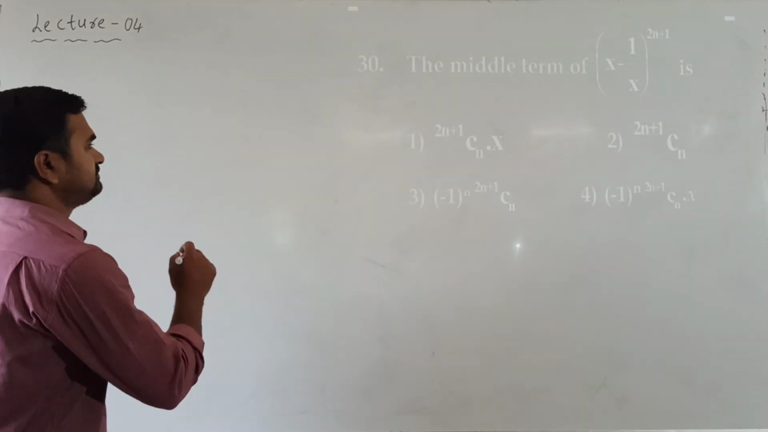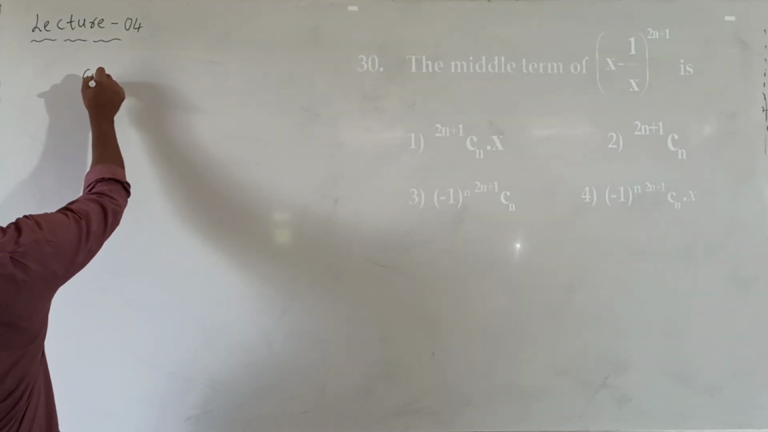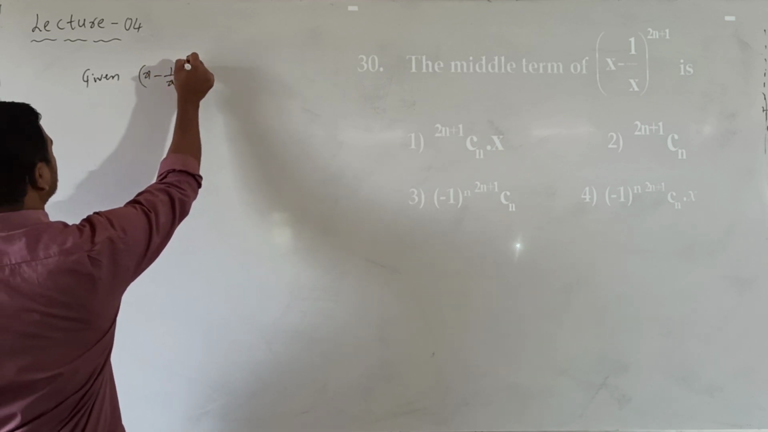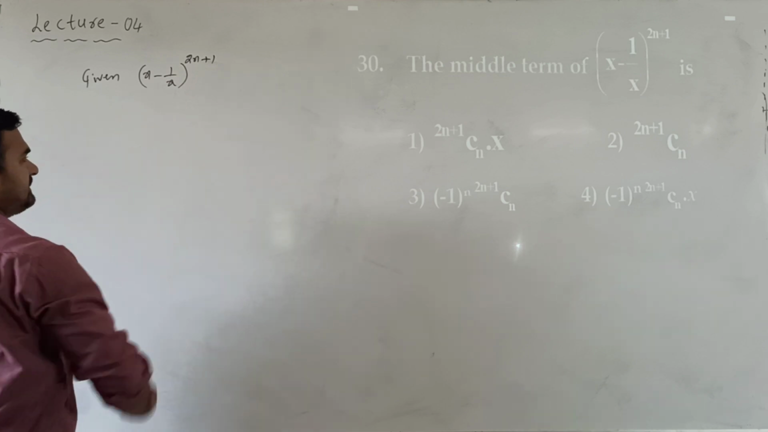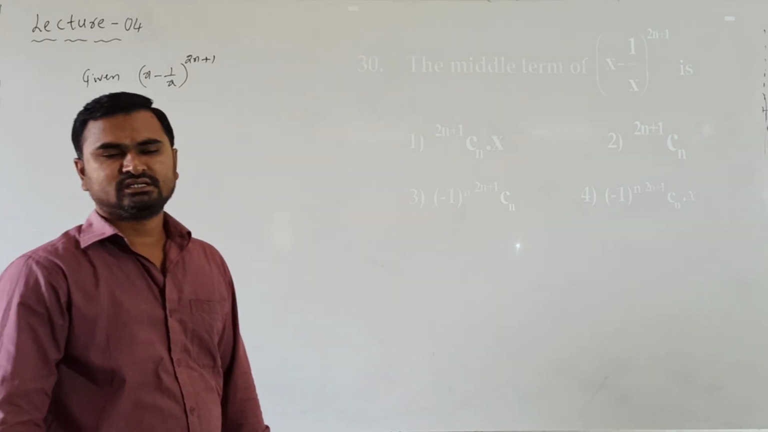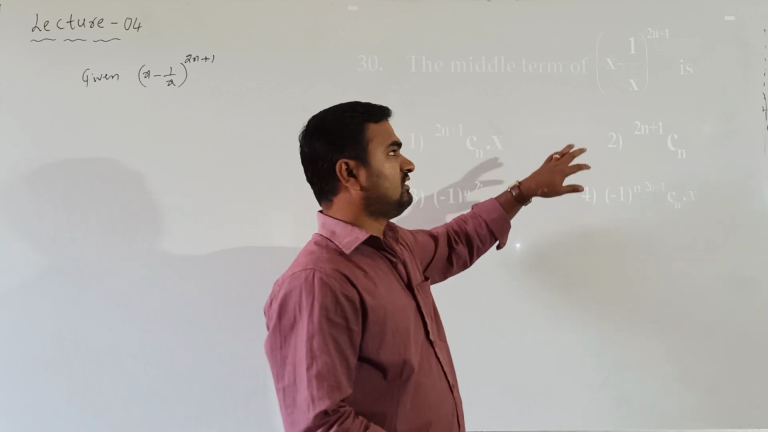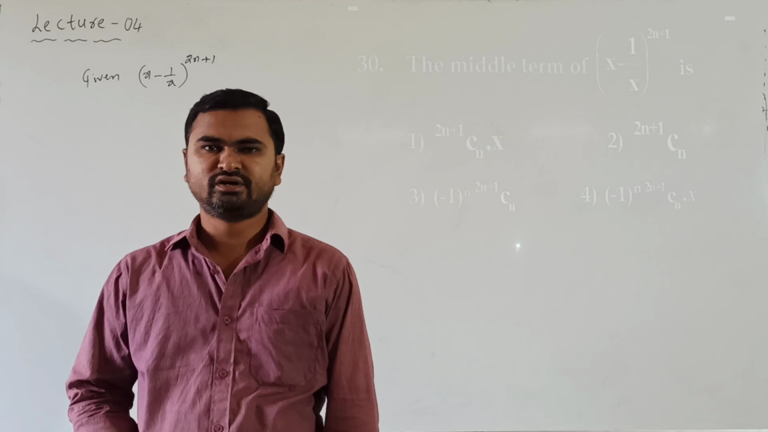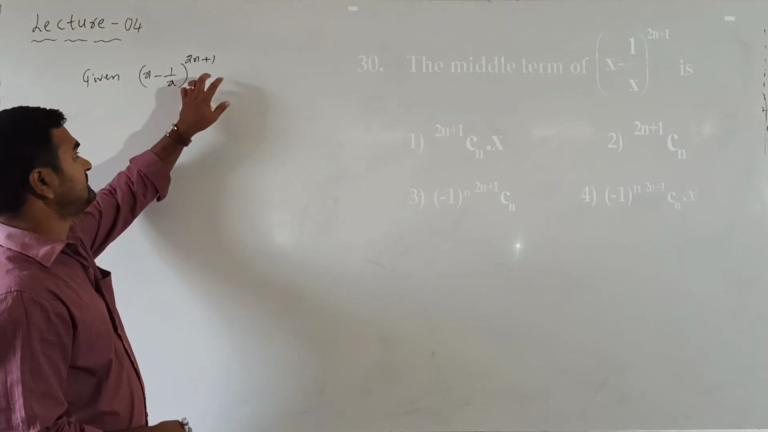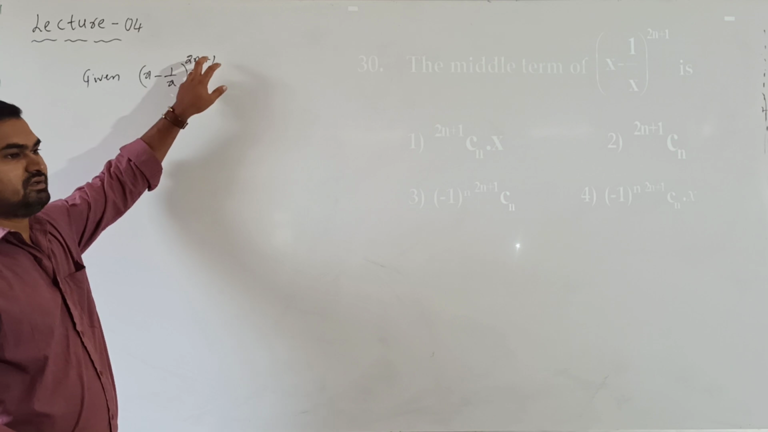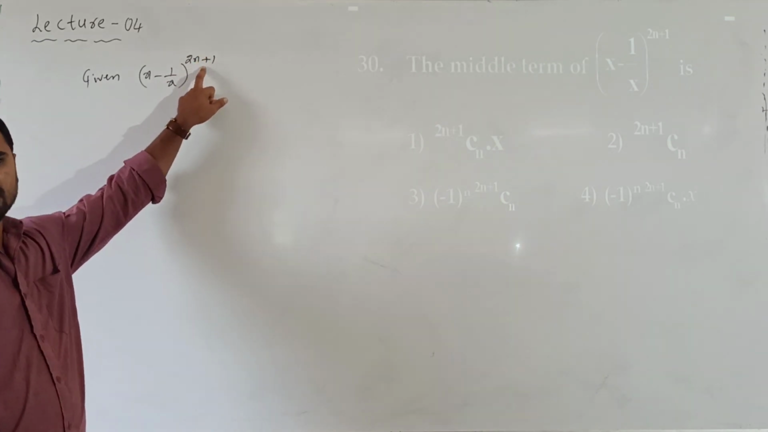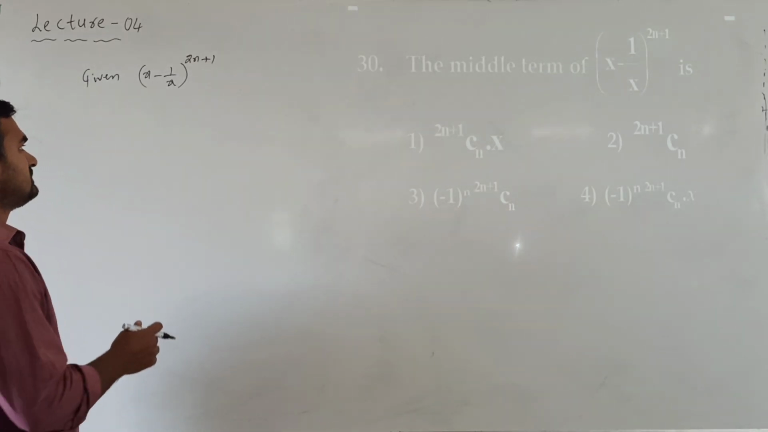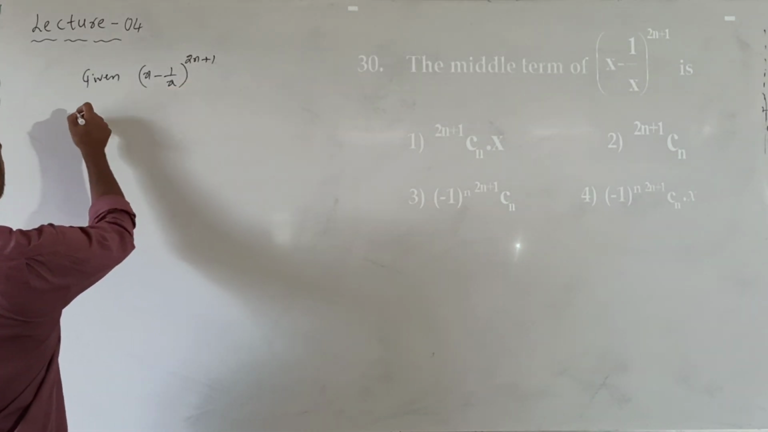Now see that expansion, x minus 1 by x to the power of 2n plus 1. Now what is 2n plus 1? Any value of n we take from natural numbers, we know 2n plus 1 is always odd. So the power is odd, which means we will be getting two middle terms.